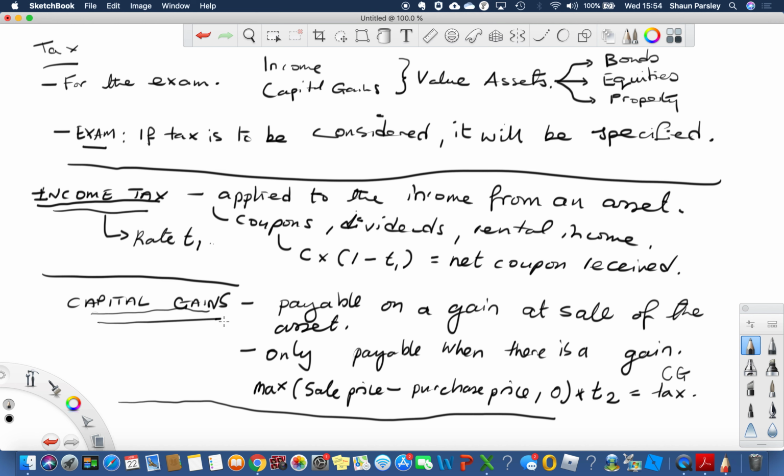And yeah, for the exams, you need to be ready with both of these. These could easily come up in both. They will be specified. Not necessarily just on bonds. It could be anything really. As I said, it could be a property question. It could be an equities question. So do bear that in mind. I think really there's not much else I want to say at this moment in time on tax.